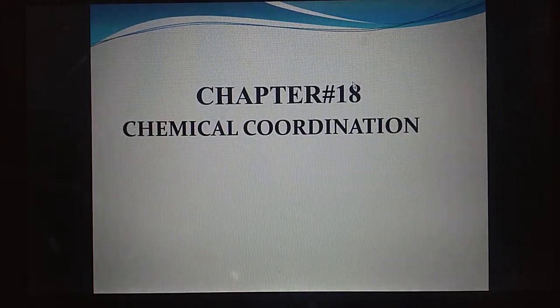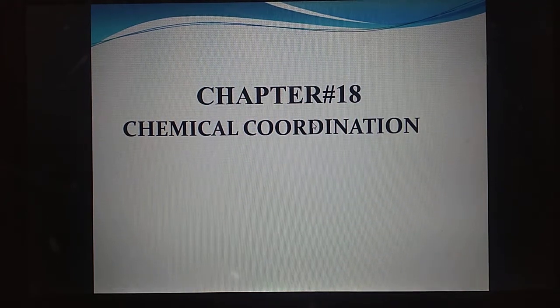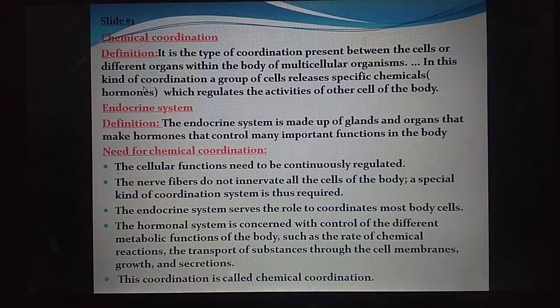Right. That is basically our chapter number 18. And now first of all we have to move towards chemical coordination. So we have to define chemical coordination.